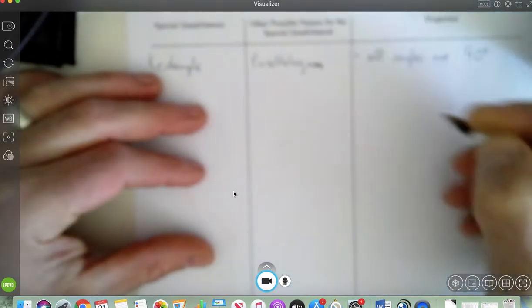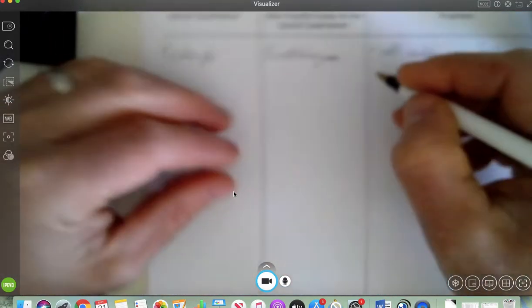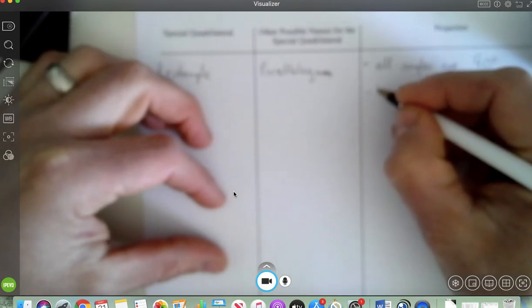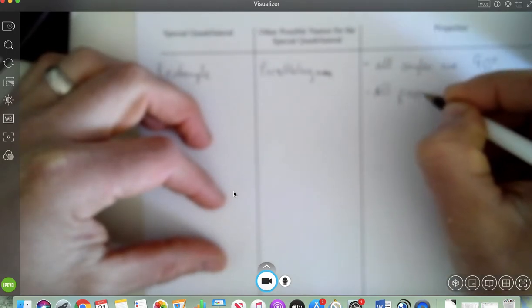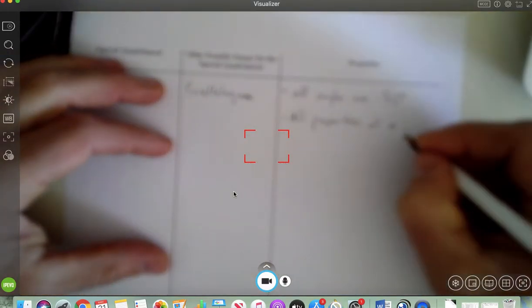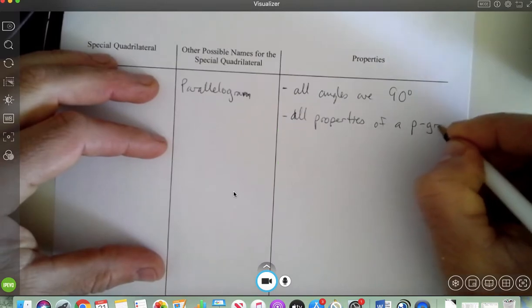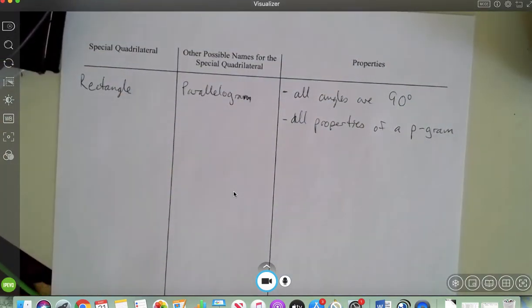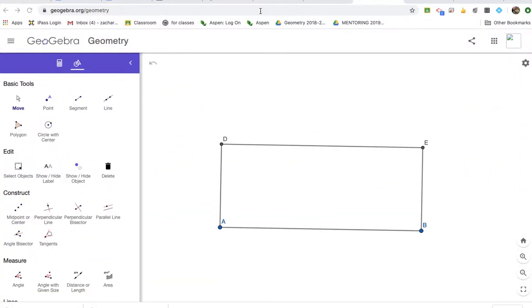Because it's a parallelogram, it has all the properties of a parallelogram. I'm going to shorten parallelogram to p-gram. So that means opposite sides are parallel, opposite sides are congruent, opposite angles are congruent, and diagonals bisect each other. All those properties we had for a parallelogram are going to be true. That's going to help speed us up, so we don't need to test those properties. We know they're automatically going to hold true.